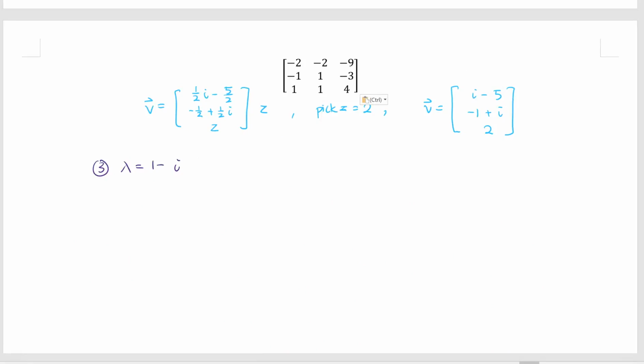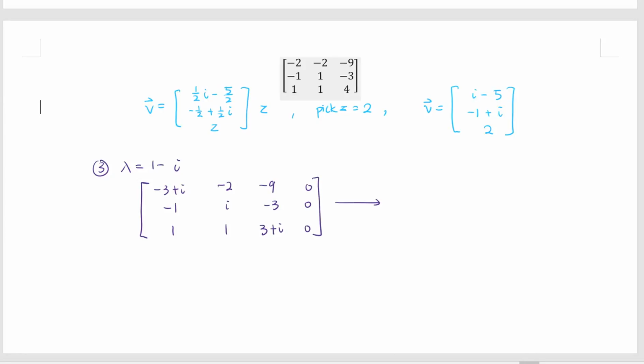Okay, so I moved my A right here. So A minus lambda I is negative 2 minus 1, so negative 3, and minus becomes plus I. Negative 2, negative 9, 0. And then 1 minus 1 is 0. Minus negative I is I. And then we have 1. 4 minus 1 is 3. Minus becomes positive I.